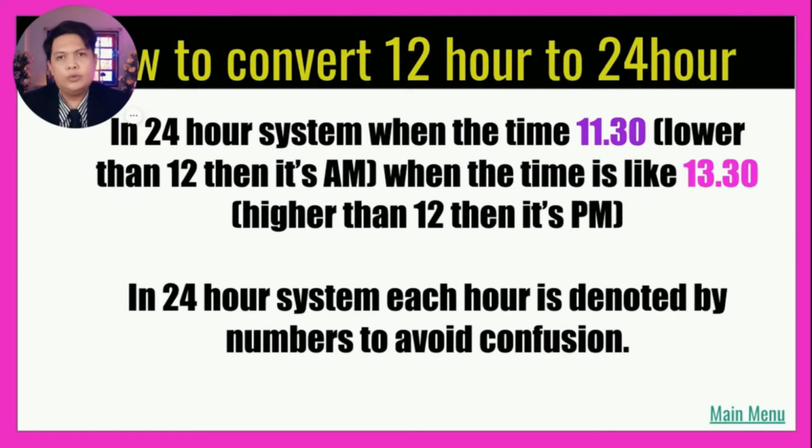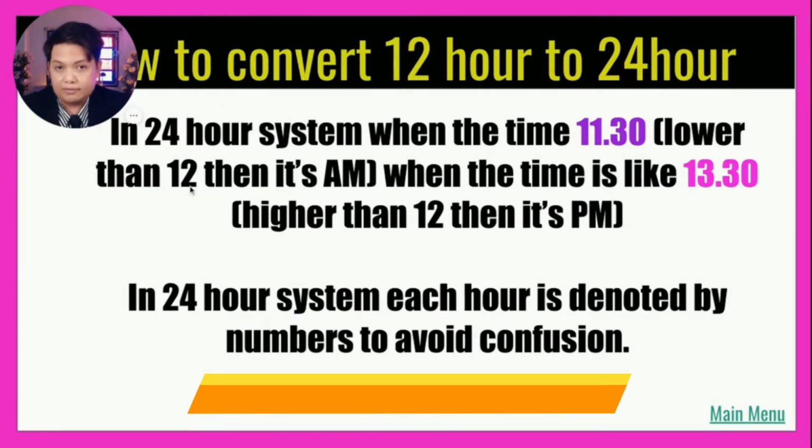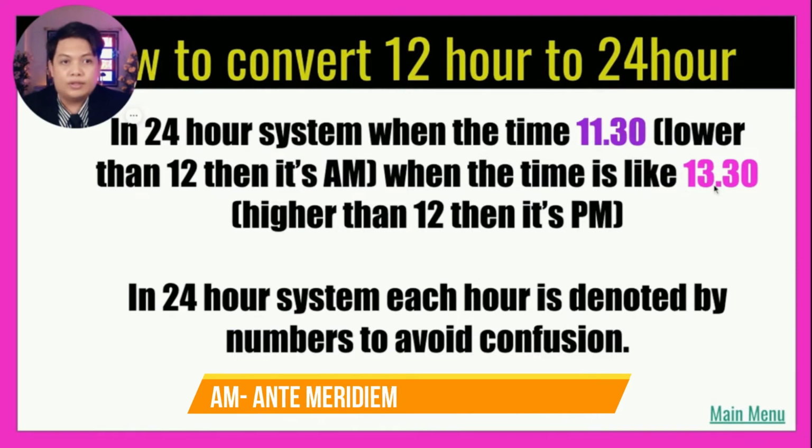Now, how do we convert the 12-hour to the 24-hour clock system? That's what we are going to review today. In the 24-hour system, when the time is 11:30, 11 is lower than 12, yeah? So it's still AM as its counterpart in the 12-hour clock system. When the time is like this, 13 is higher than 12, yeah? So the conversion to the 12-hour clock system is PM, or post meridiem.